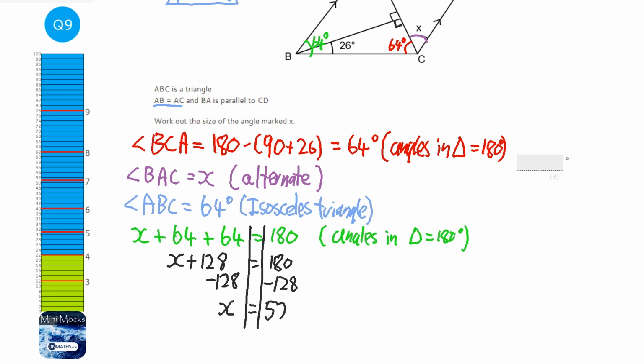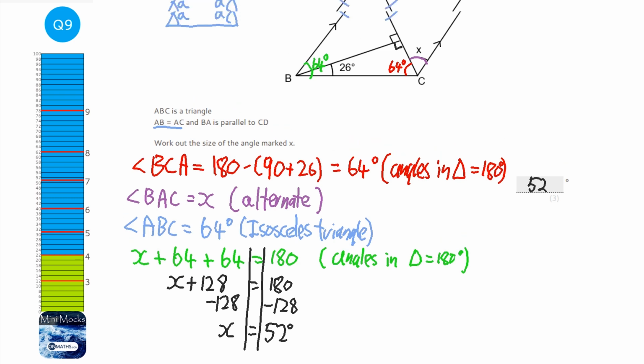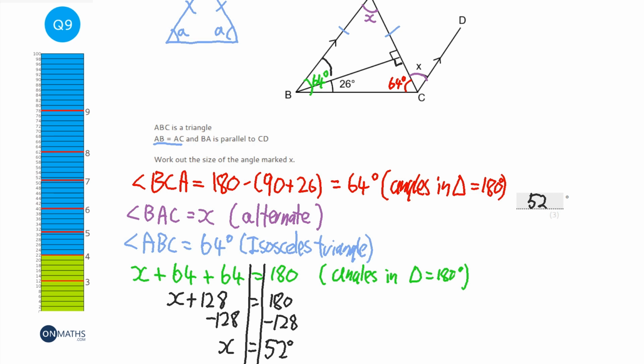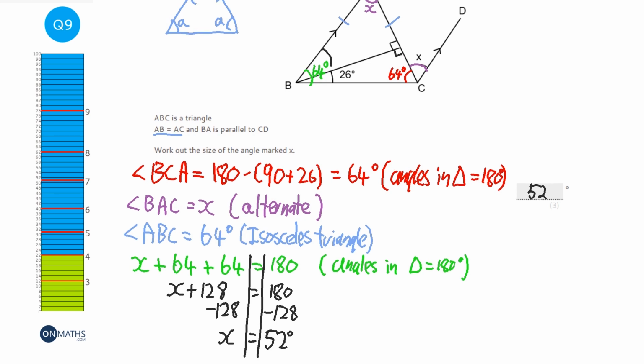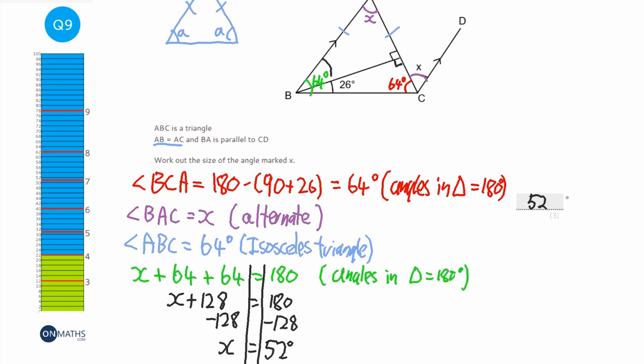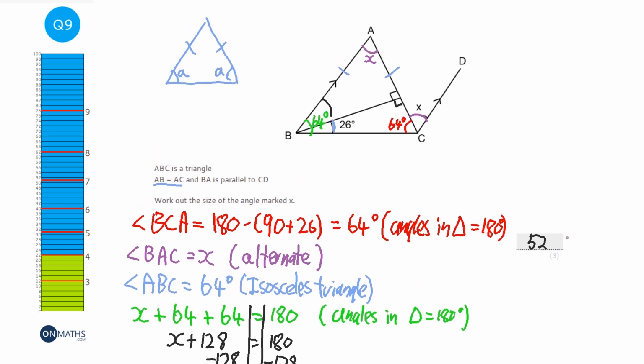Now this isn't the only way of doing this. There are other methods. You could have tried to find this angle here. And those of you who are really good with algebra can try and understand why x will always be twice the angle here. So that's a little bit more of a challenge for you if you want to do that.